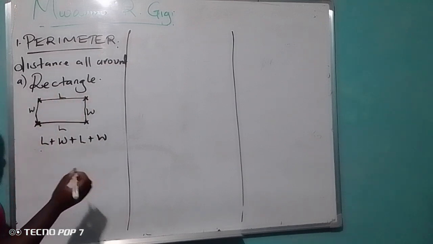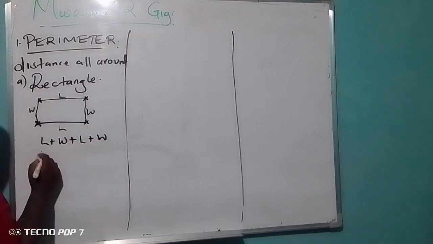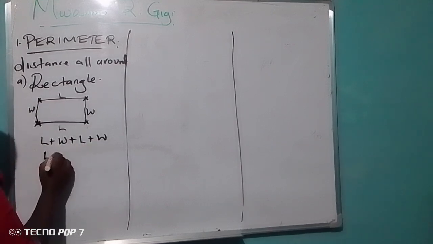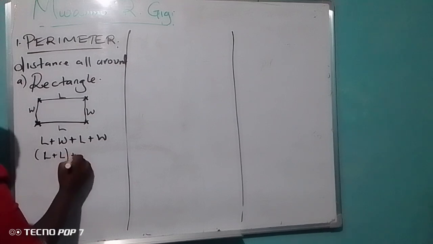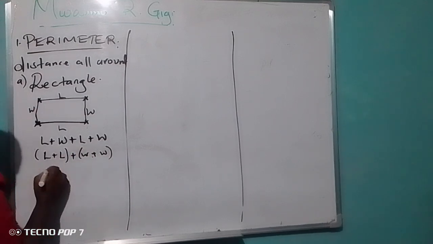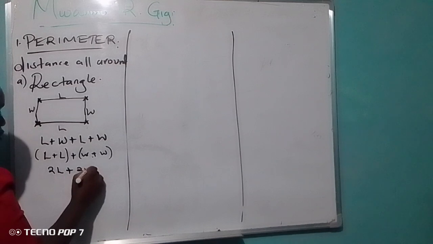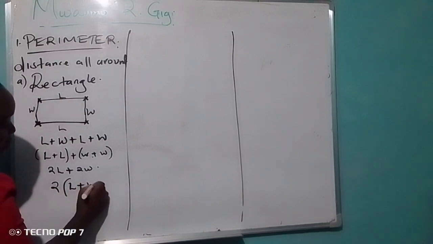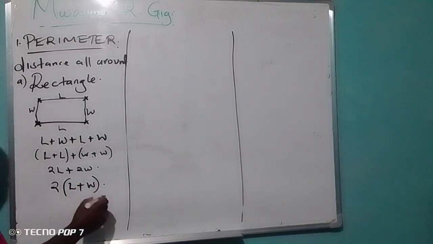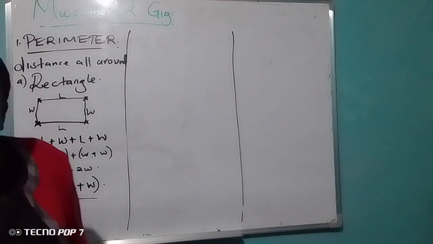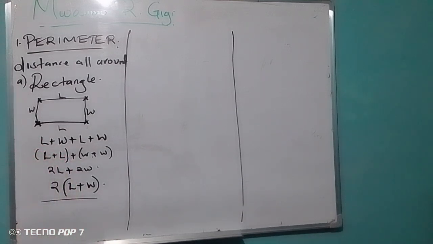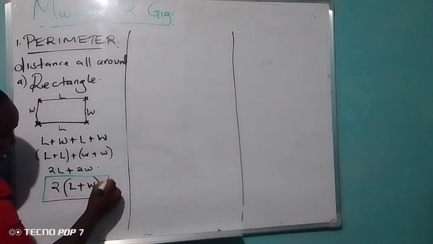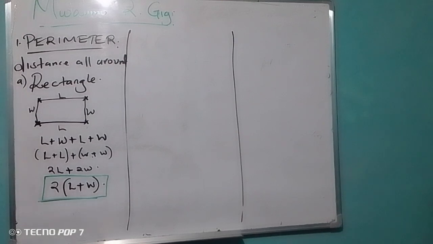So we collect the like terms. L na L zinafanana, W na W zinafanana. We collect the like terms, itakuwa L plus L plus W plus W. Si ndio? So it's 2L plus 2 width. So you can say 2 into brackets length plus width. So that's the short formula of finding the perimeter of a rectangle. 2 into brackets length plus width.